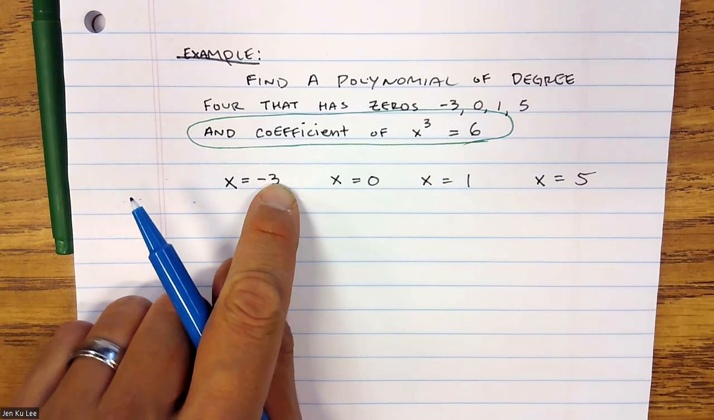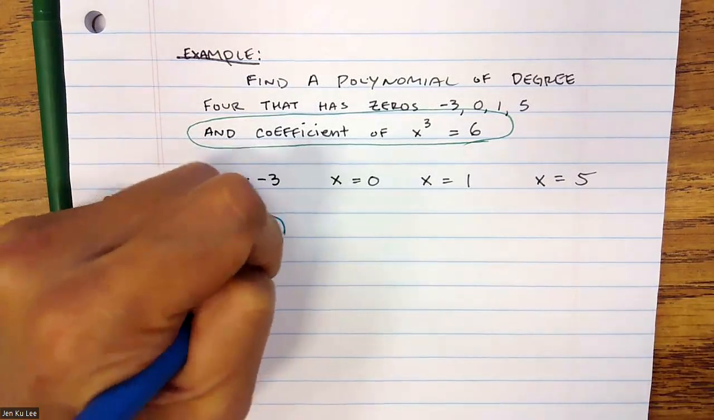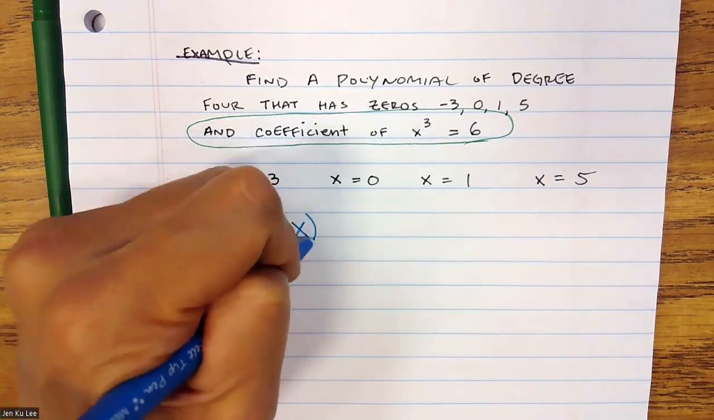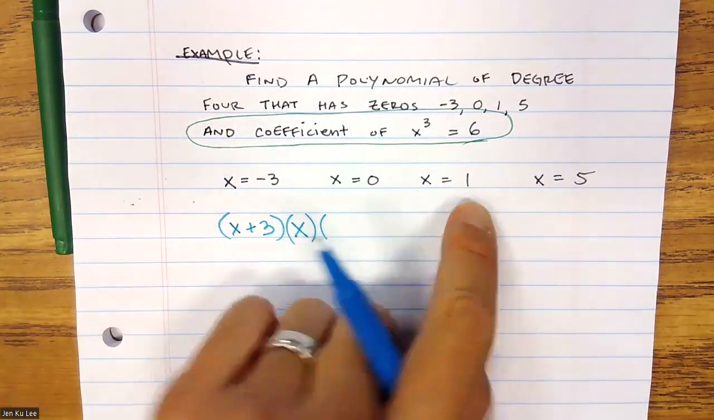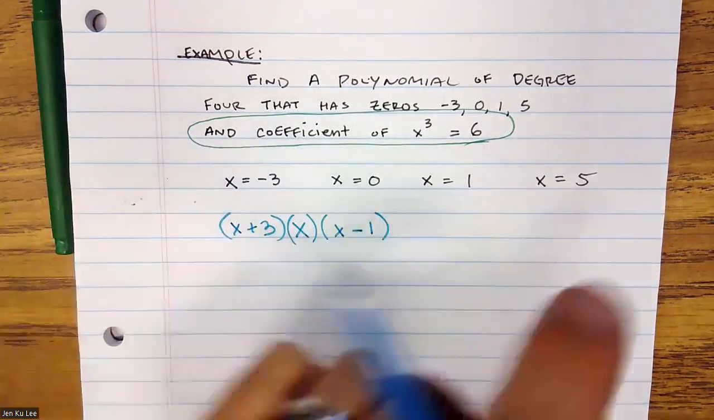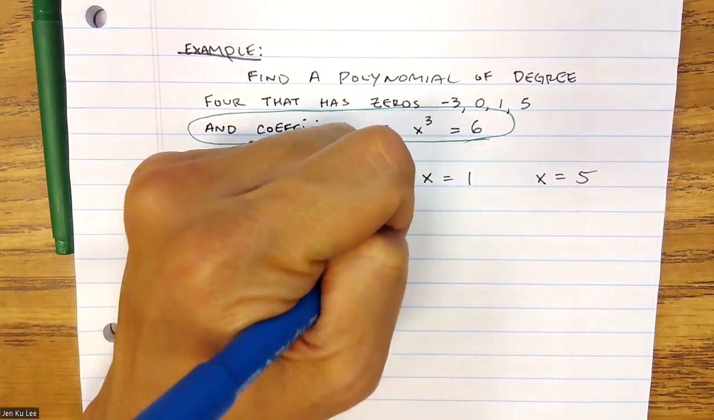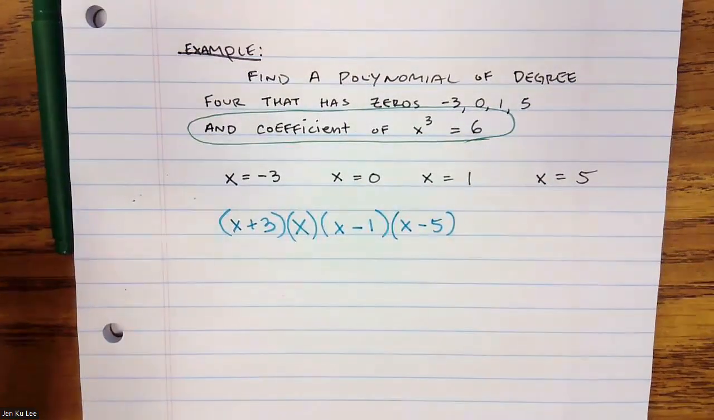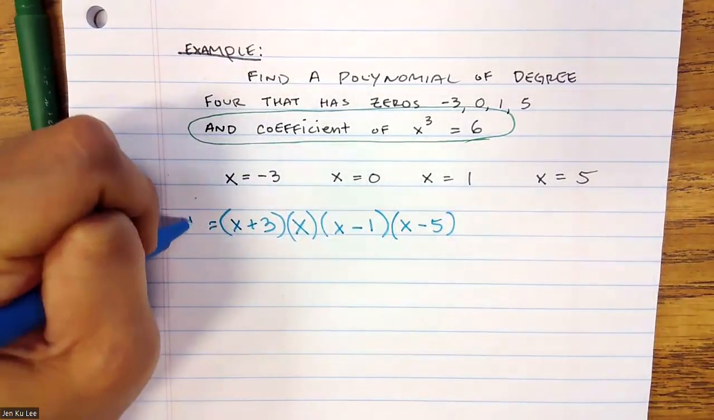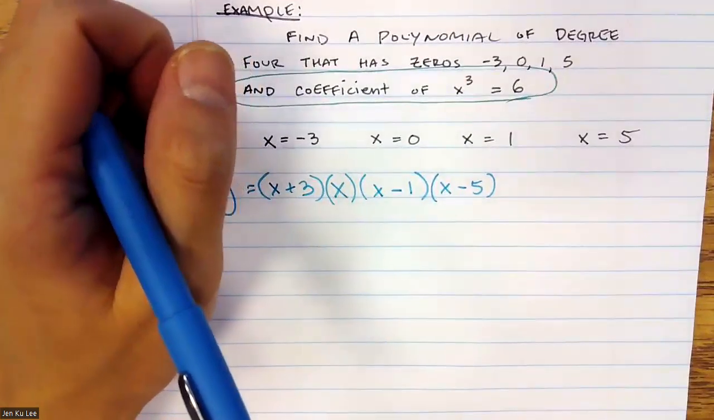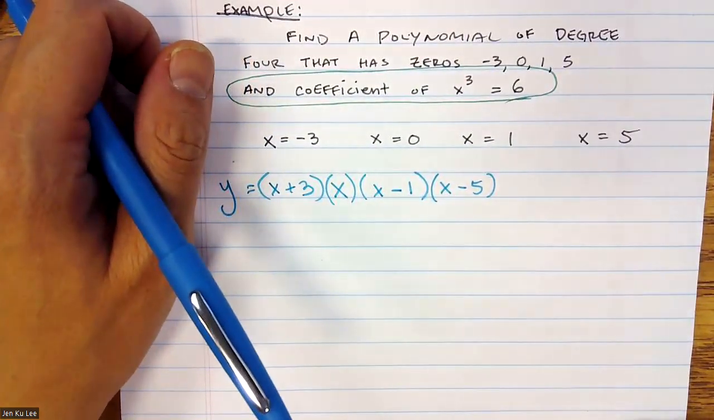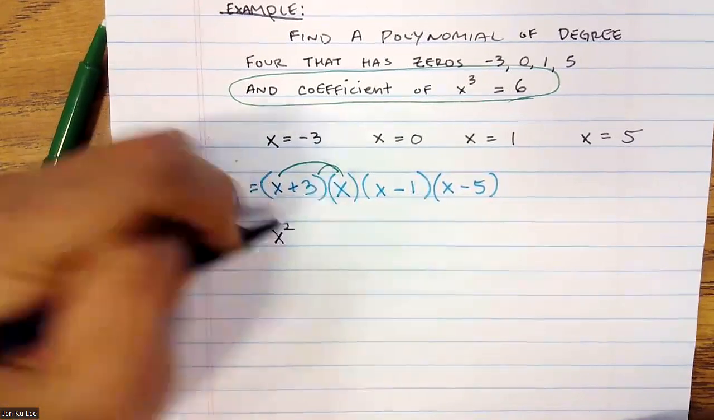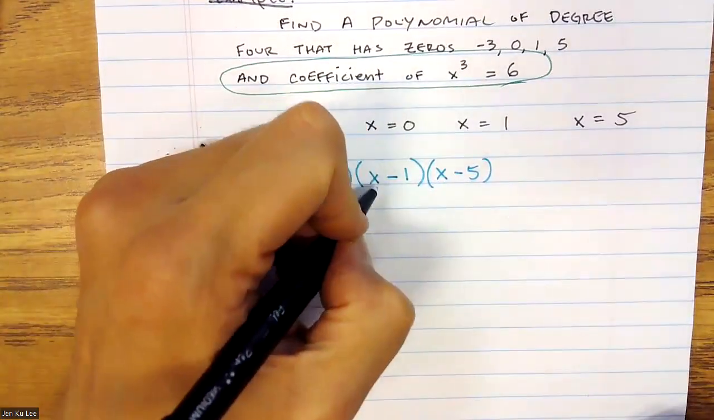So if -3 is a root, I know that x plus 3 must be a factor. If x equals 0 is a root, then x must be a factor. If 1 is a root, then x minus 1 is a factor. If 5 is a root, then x minus 5 is a factor. This equals y, and this is your equation in factored form. Then if you unfactor, you multiply the x out. So that would be x squared plus 3x. FOIL this out.